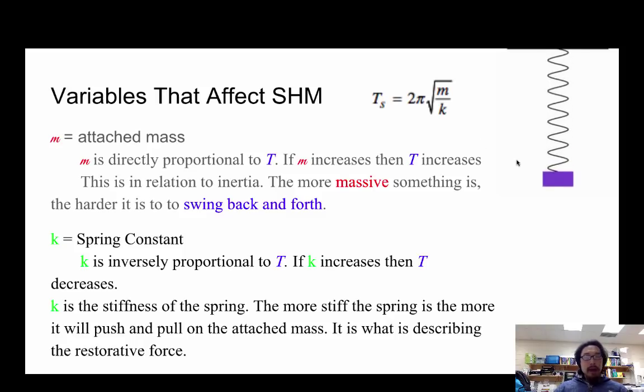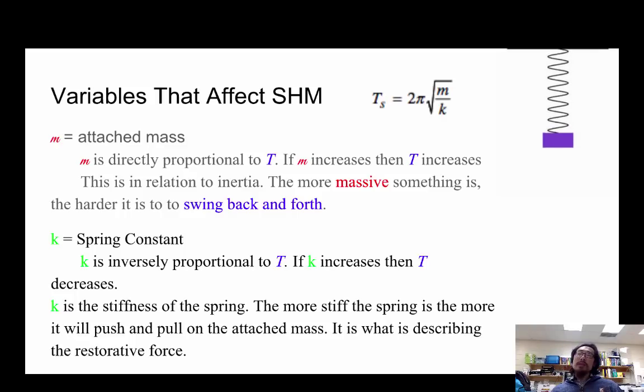We need to have a hanging mass and a spring constant, which is designated as K. Mass and the period are directly related, because they're both in the numerator on opposite sides of the equal sign, and we have K, the spring constant, which is in the denominator, and that's inversely proportional. So K is the stiffness of the spring.